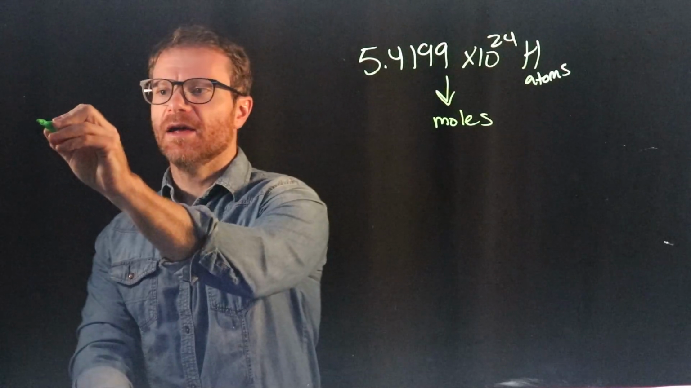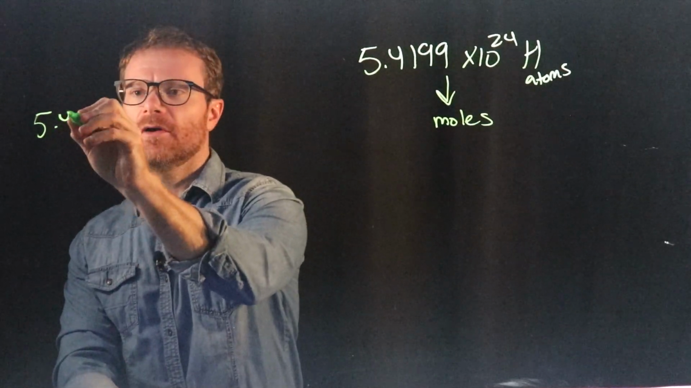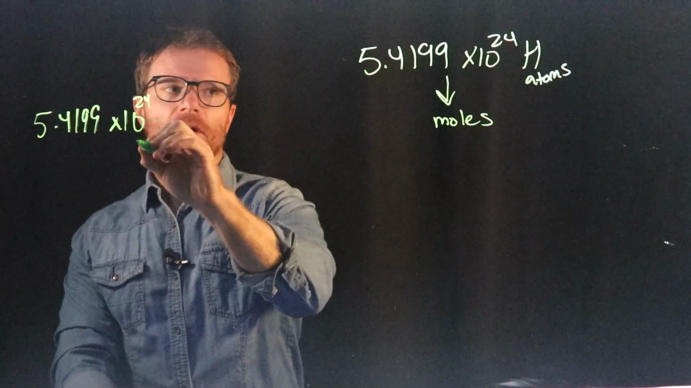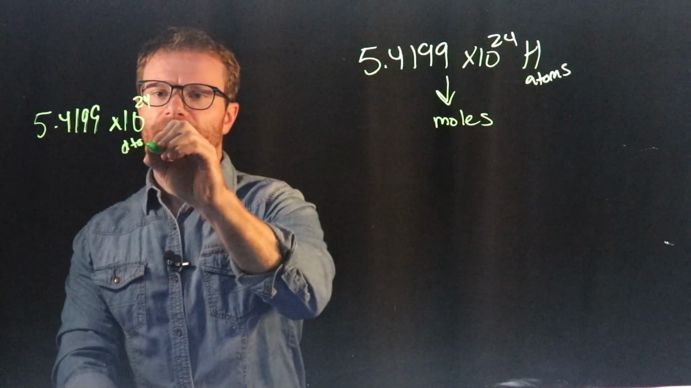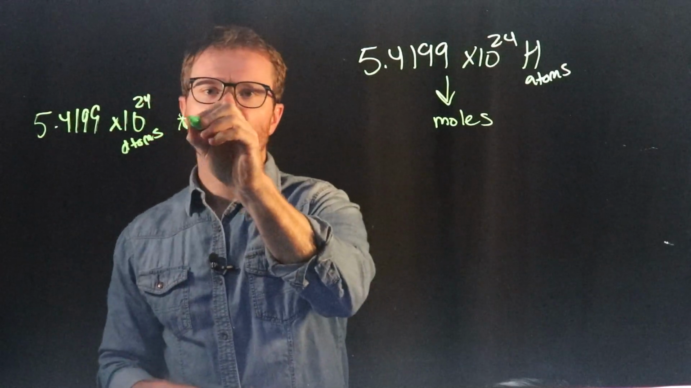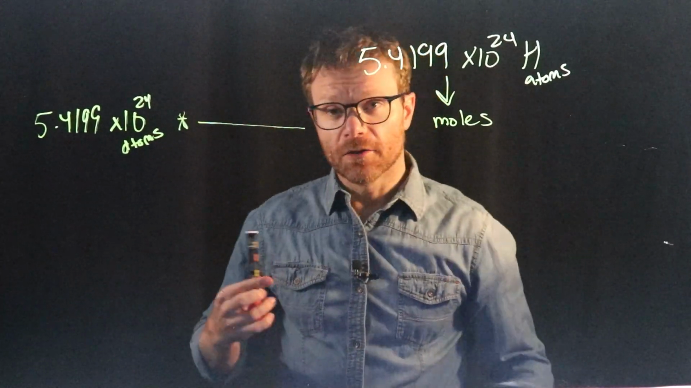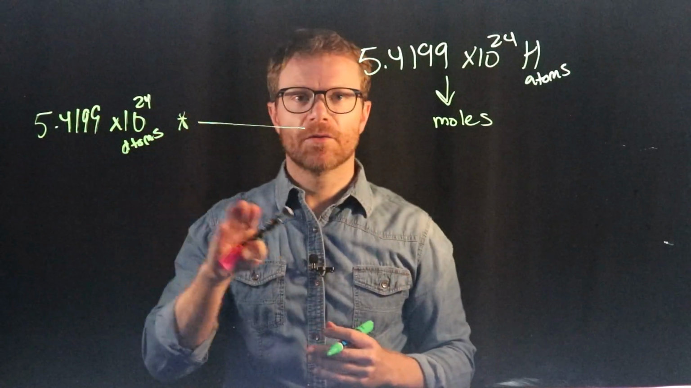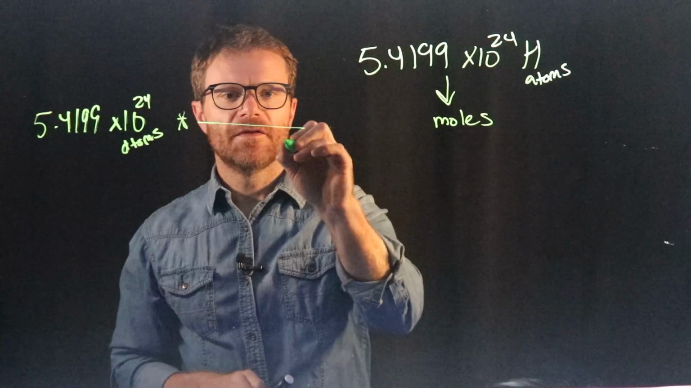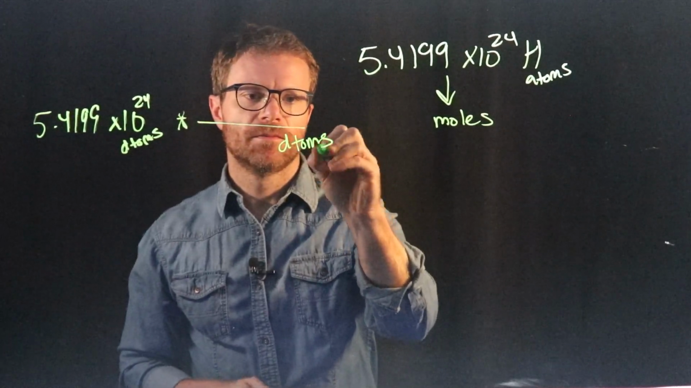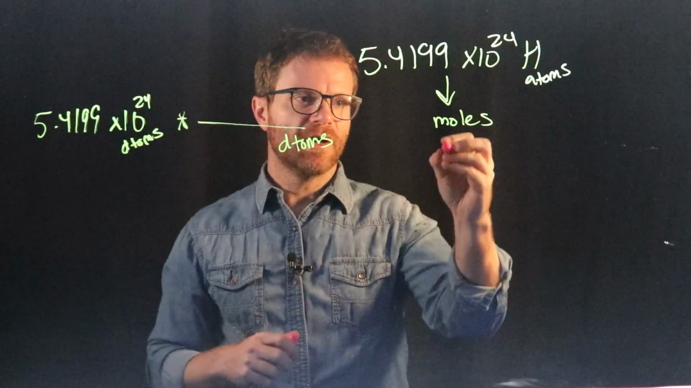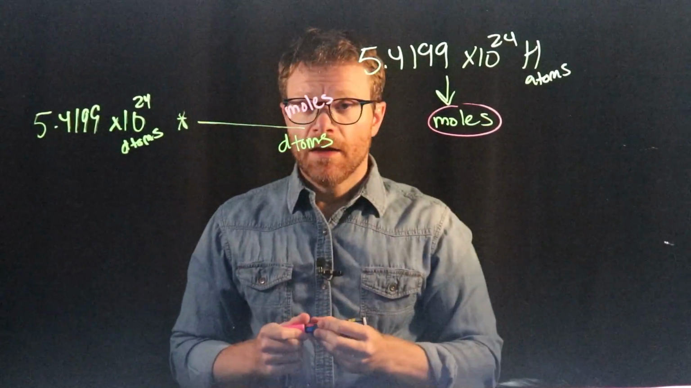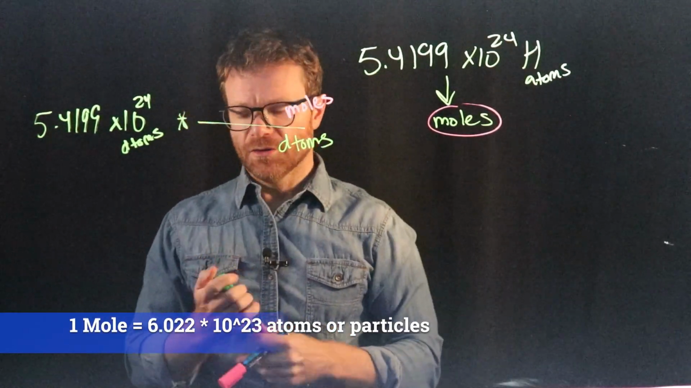So we're going to start by writing out our starting value, 5.4199 times 10 to the 24th atoms. And then we're going to multiply that by our conversion factor. Now, before I put any numbers in here, I'm going to do the words. Atoms I want to get rid of, so it goes on bottom. Moles is what I'm trying to get, so that's going to go on top. And then here, I'm just going to use Avogadro's number.